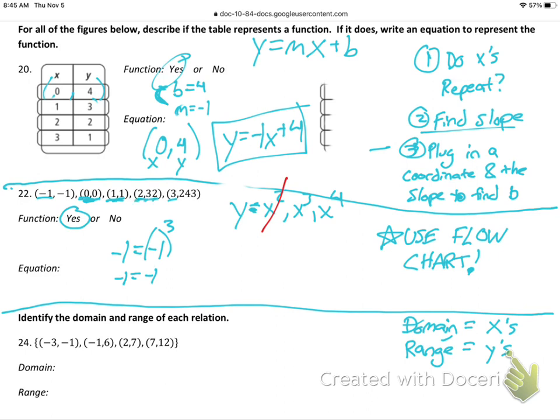So is 32 equal to 2 to the third? So that's 2 times 2 times 2. So 2 times 2 is 4, times 2 is 8. Is 32 equal to 8? No. So we know that it's not going to be x to the 3.